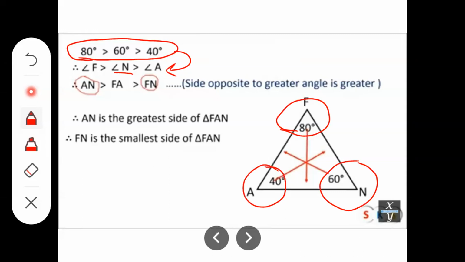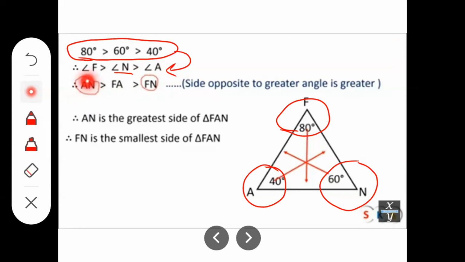So when we know all the values of the angles of a triangle, we arrange them in order, then for each measurement write the respective angle. So angle F is greater than angle N, and angle N is greater than angle A. Now for those angles, write the sides opposite to them.